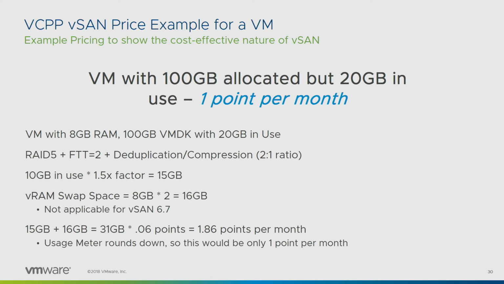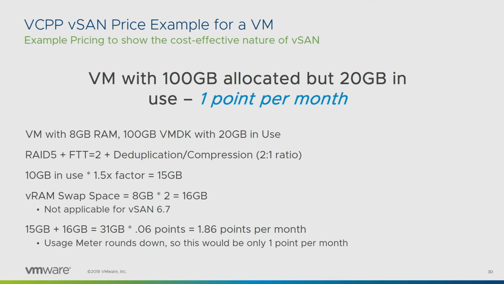So this is an example. I have a couple other examples in the speaker notes, but I wanted to walk through how this would be priced from a point perspective. I have a 100 gigabyte virtual machine that's allocated, but only 20 gigs written to disk within this virtual machine. I'm only using one point, one VCPP point, right? And the list price of a point in the program is $1, right? And everybody has different tiers. But think of that for a moment here. I'm only using a single point. So let's walk through this example.